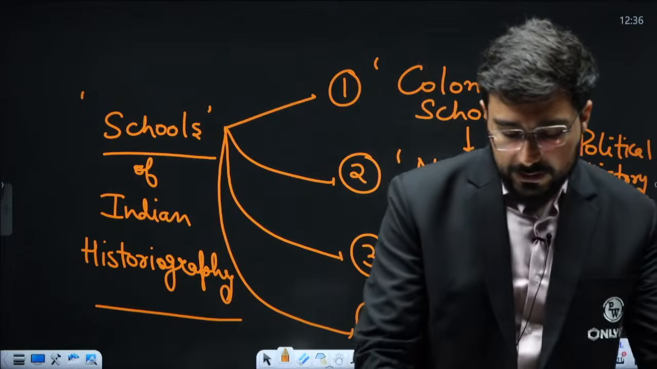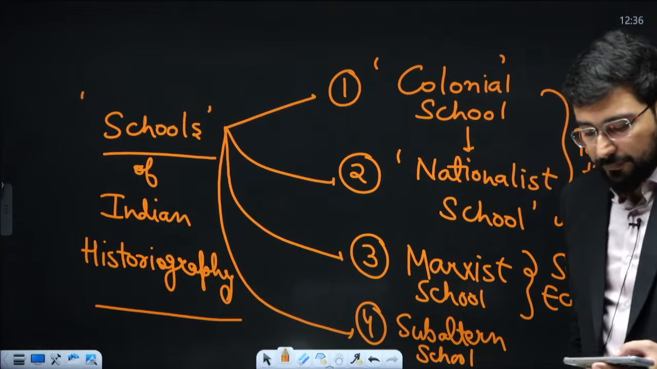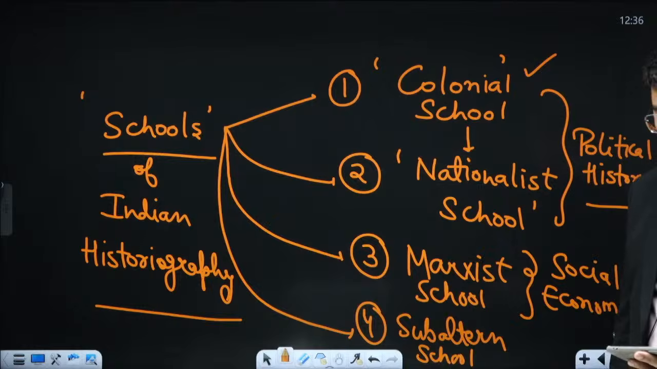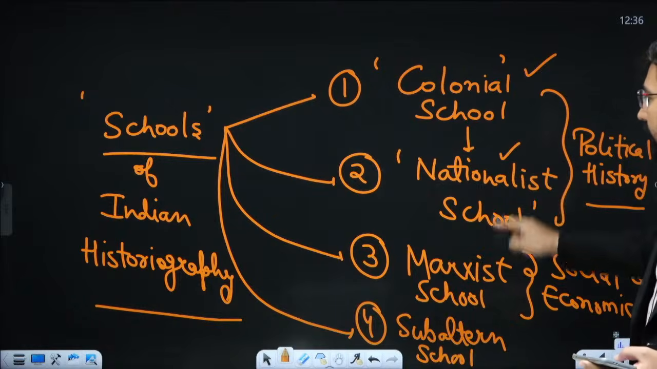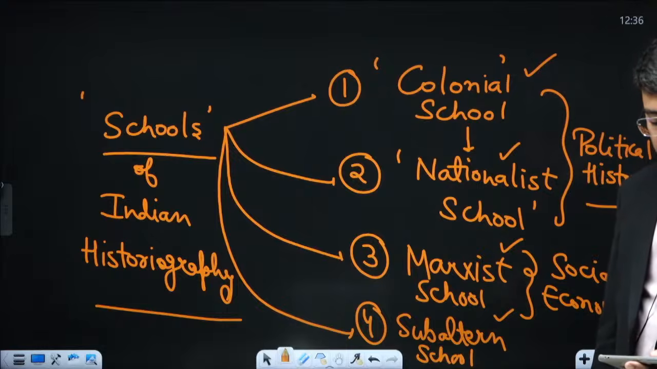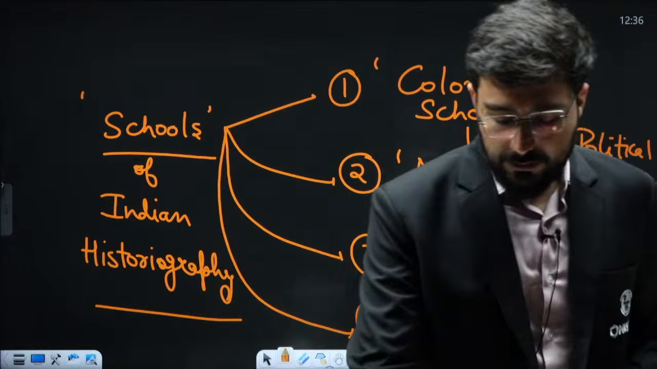So Indian history has been analyzed by 4 schools of historiography, which include colonial school, nationalist school, Marxist school, and subaltern school. Write down first subheading under this, colonial school.